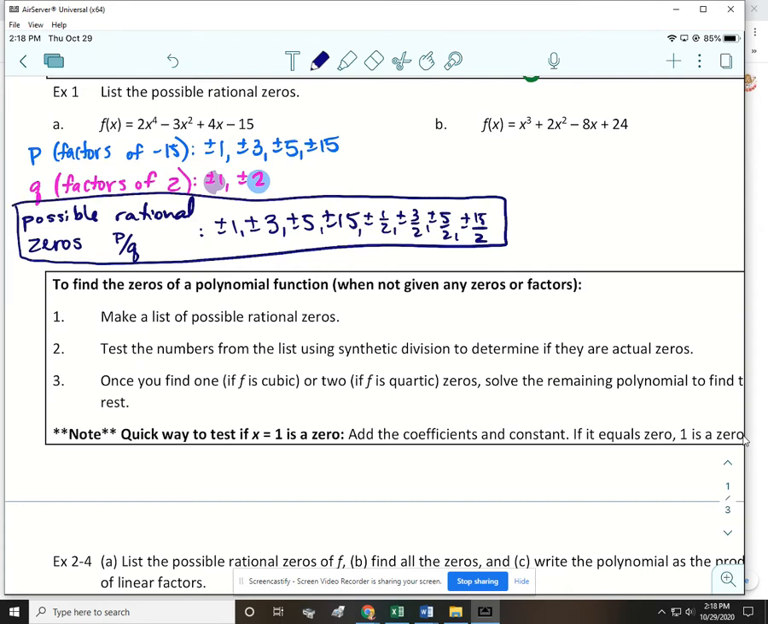That's my list of possible rational zeros. If there was a rational zero, which is a rational number that gives me 0 when I plug it in for x, it's going to come from that list.